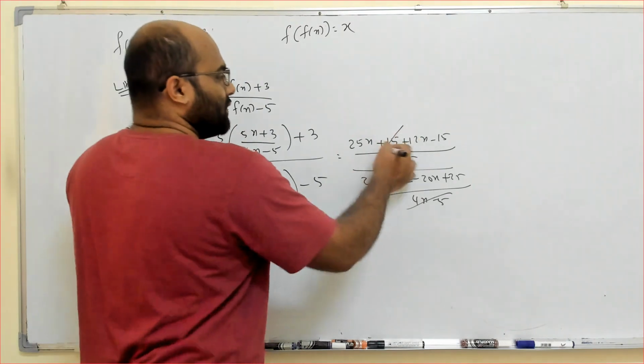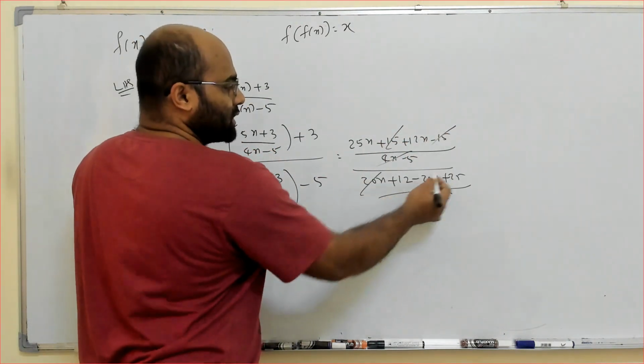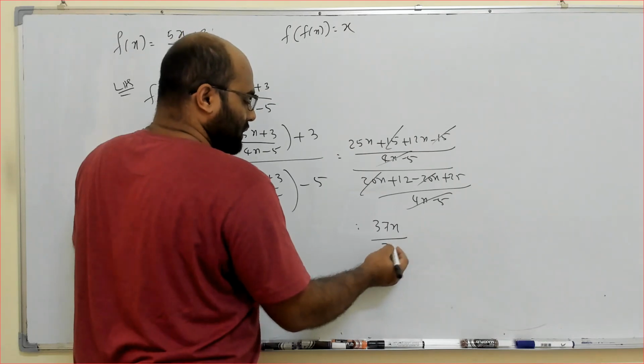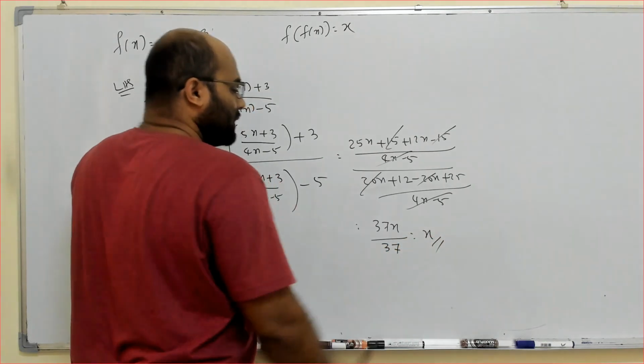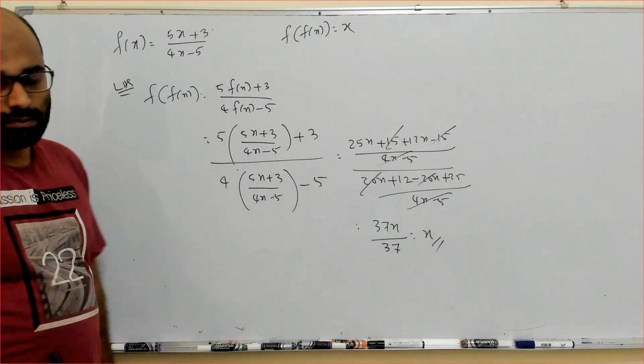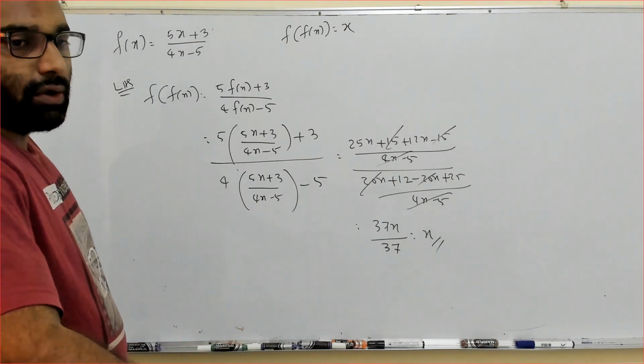So 15 and 15 cut. 20x and 20x cut. 37x by 37, that will be x. RHS. Please pause the video and write.